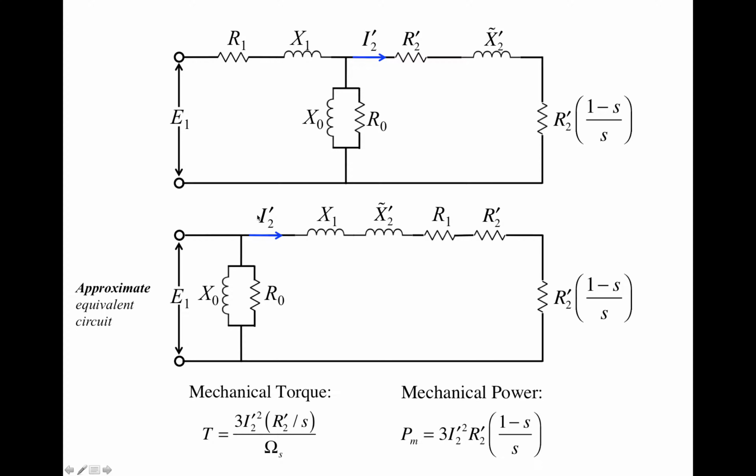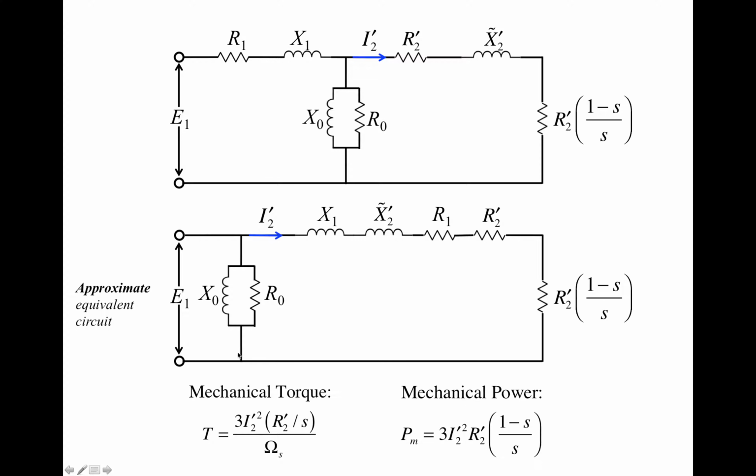I2 prime, basically. So once we have made this kind of simplification to the circuit, it becomes really simple because the voltage across these two terminals is E1, right? And so the voltage across these two nodes is also E1, right? So the voltage across this entire branch is E1, basically, right?